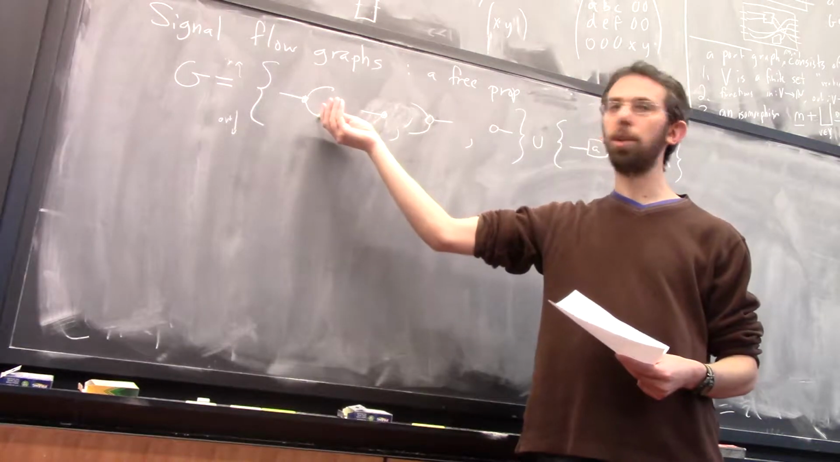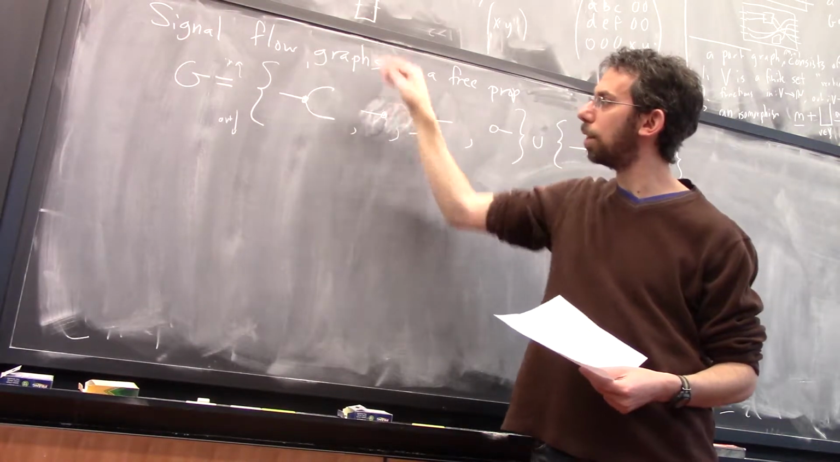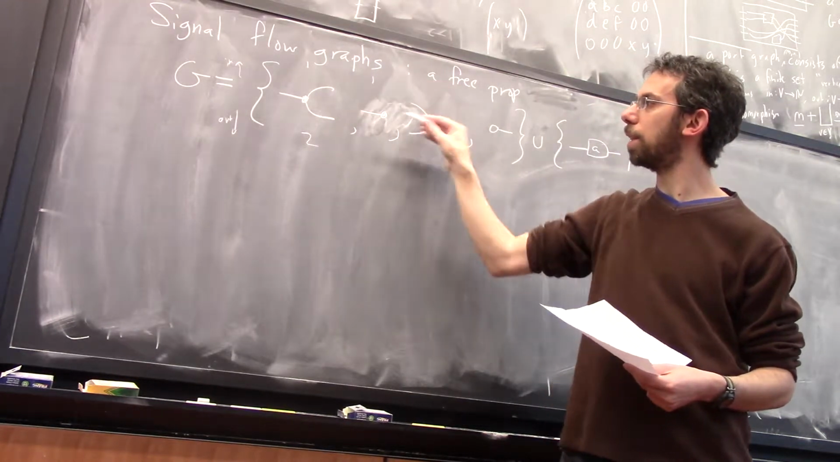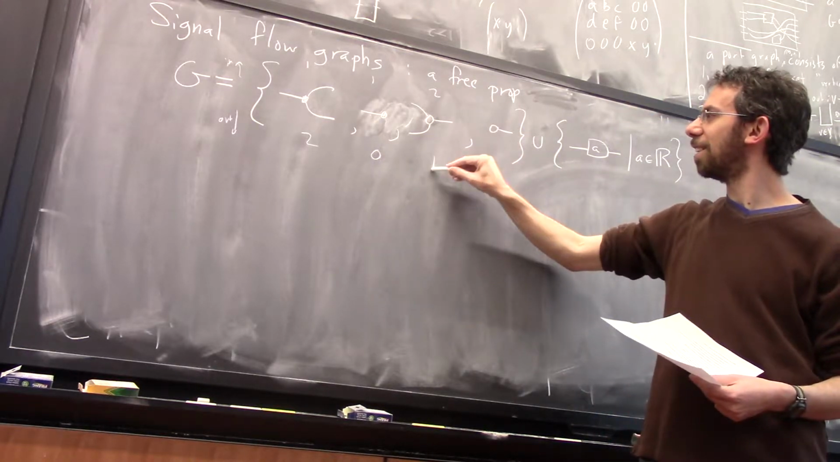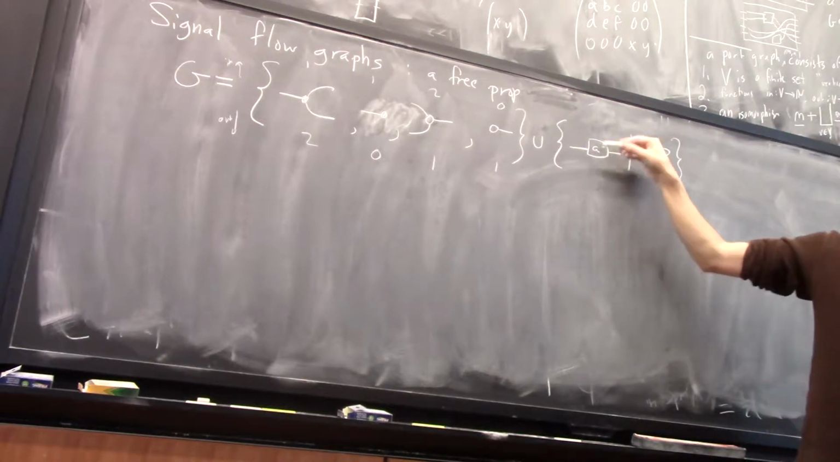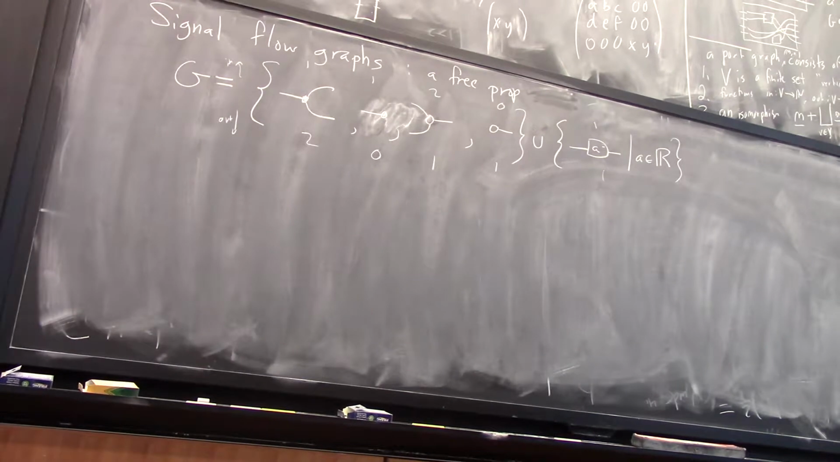What are the inputs of this as a natural number? 1 input. How many outputs? 2. How many inputs? 1. How many things are coming out? 0. Here, 2, 1, 0. 0, 1, and here, 1, 1. Right. Okay, so now we've specified our generating set and our in and out functions. And that's enough to give me a free prop.